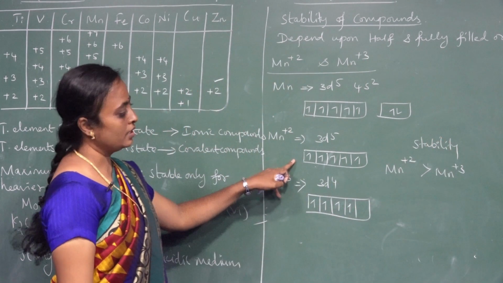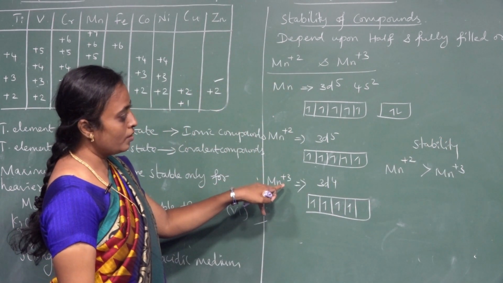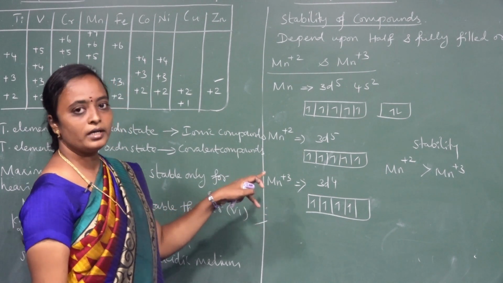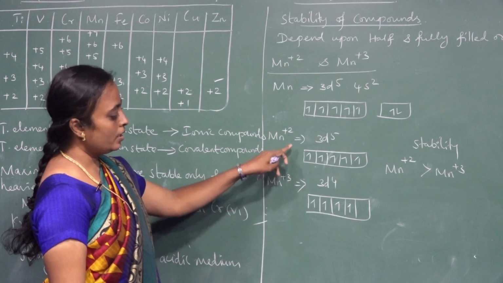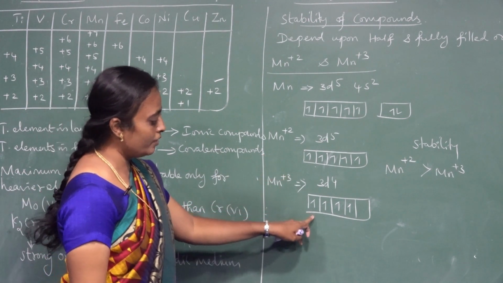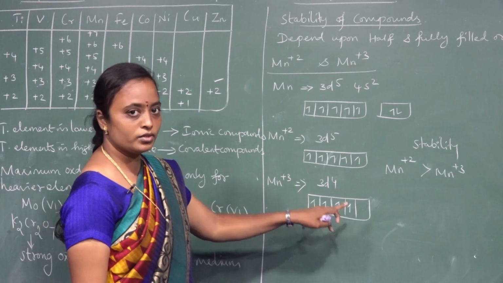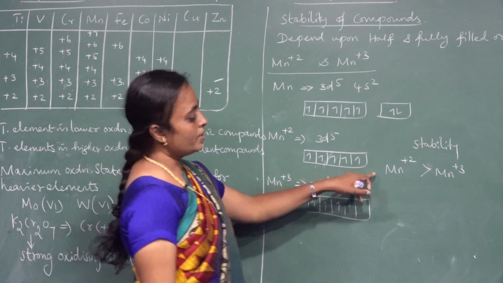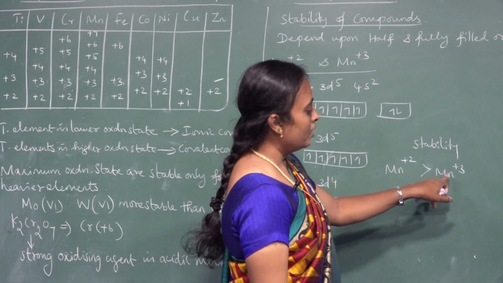Okay, that is stability. So the stability of a compound can be determined on the basis of half and fully filled d orbitals. But in Mn+3 there are only 4 unpaired electrons. Even though unpaired electrons increase, we are not getting stability. That's why Mn+2 is more stable than Mn+3.